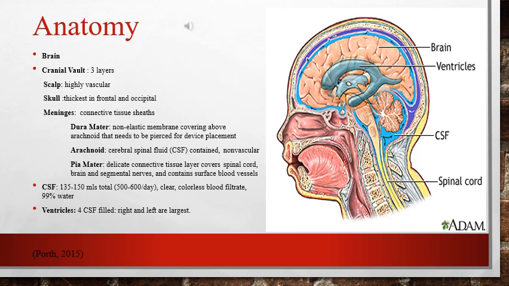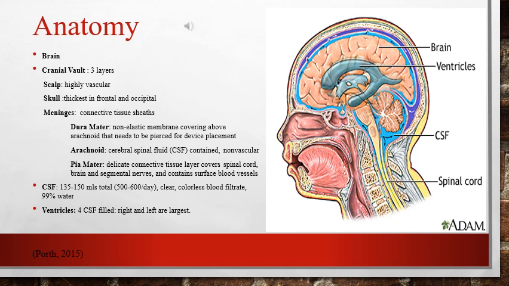There's 3 layers to our meninges, which is the final. You got the dura mater, the arachnoid, and the pia mater. And we got to get through all 3 of these layers to get down there into where the CSF is in the ventricles for us to drain.